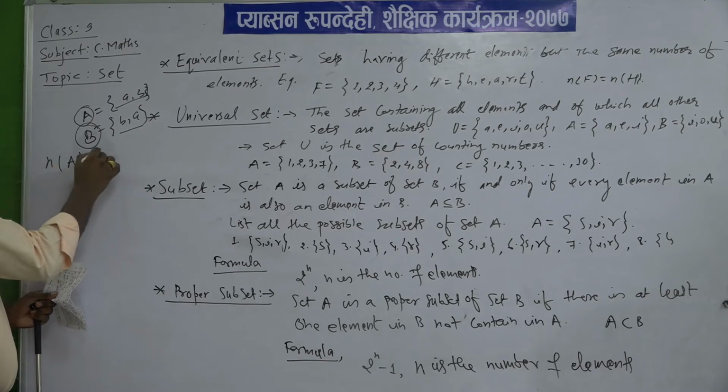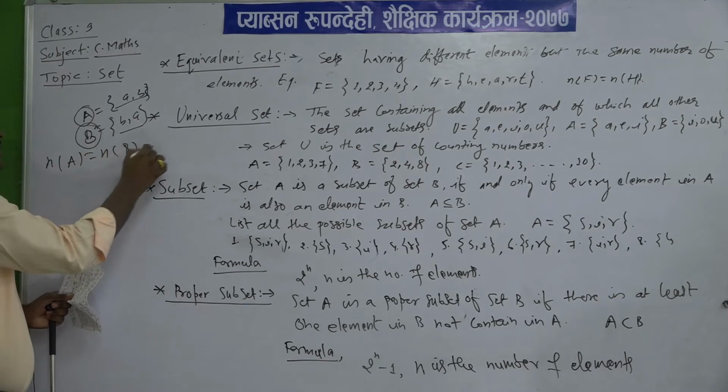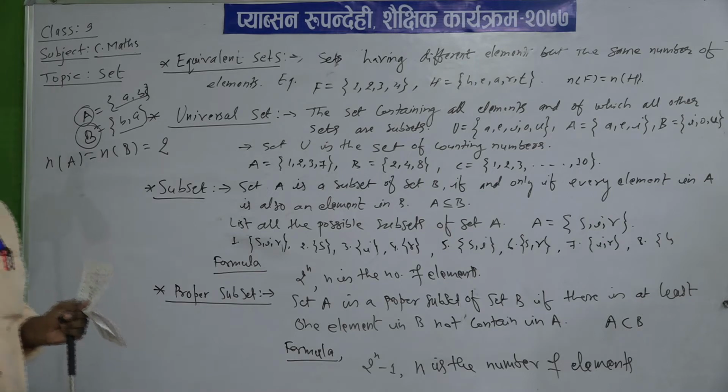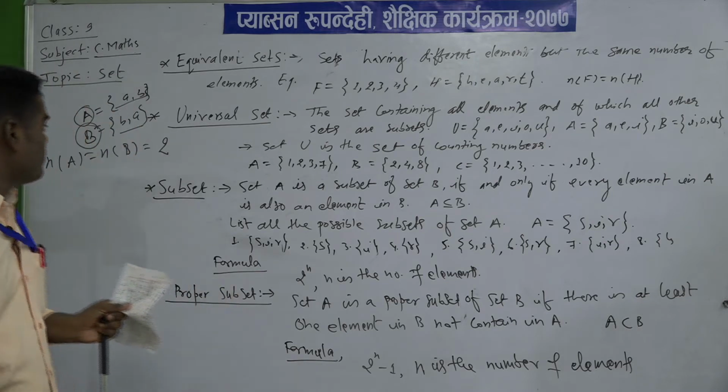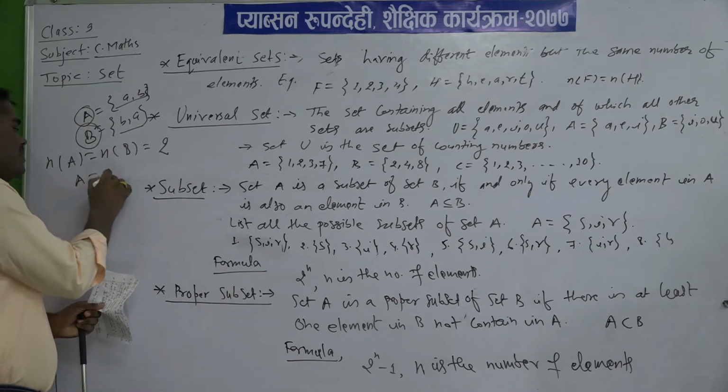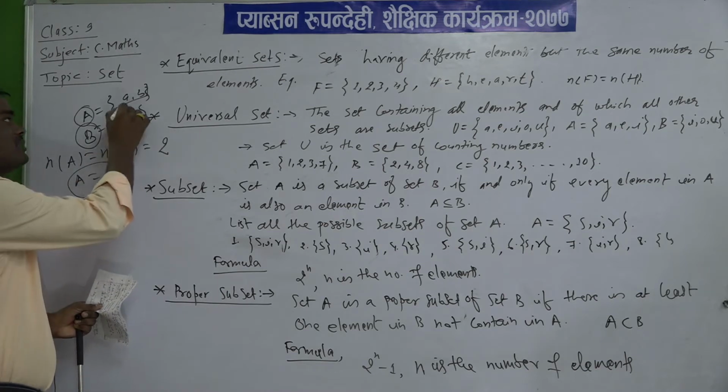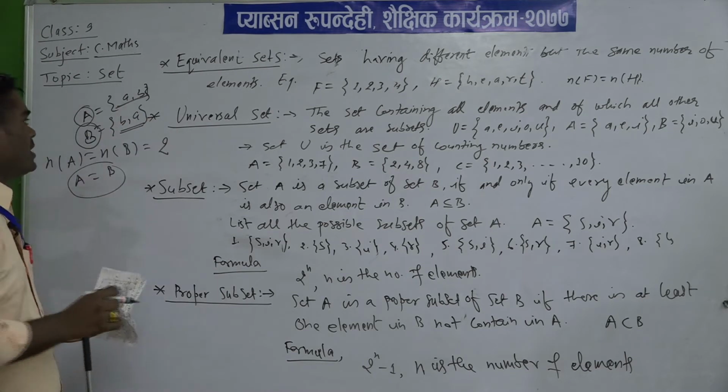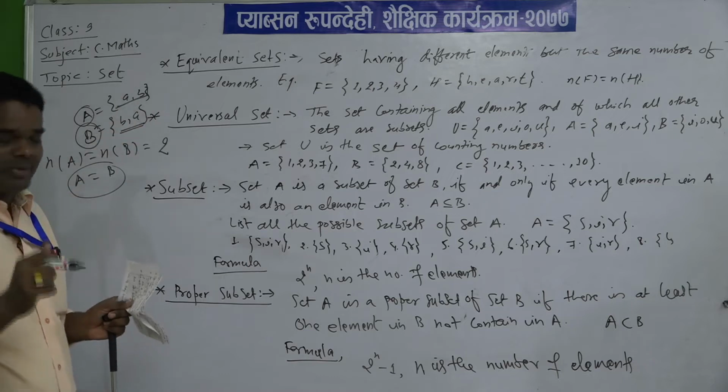What are the cardinal number of A and the cardinal number of B? In both, how many are there? 2. And set A equals set B. Why? Because their elements are also the same, not only in number but also in members.